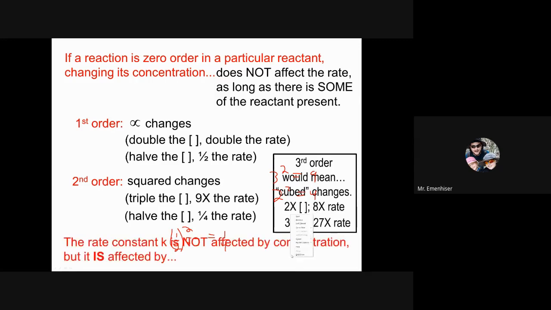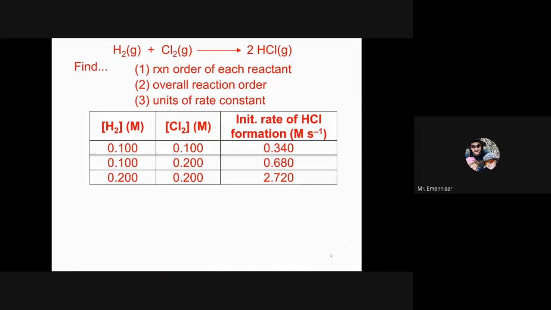The rate constant is not affected by the concentration of the reactants, but it is affected by the temperature and the presence of a catalyst. All right, so here's an example. H2 plus Cl2 makes 2Cl. So let's find the overall order of the reaction.